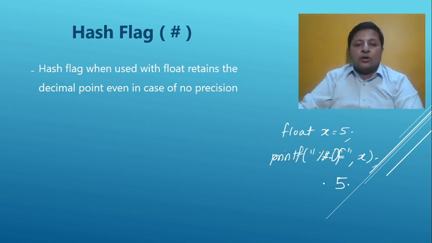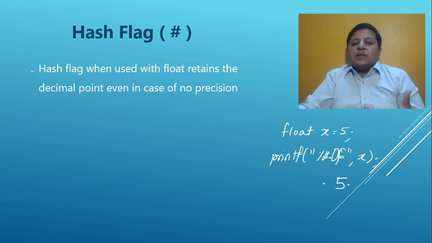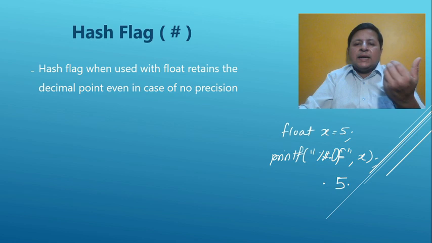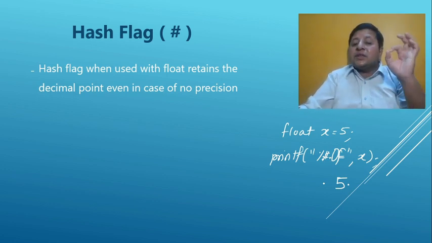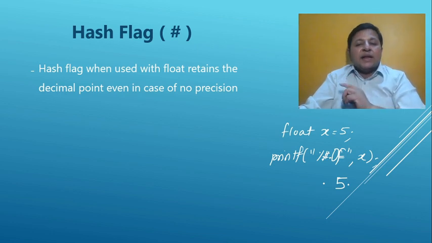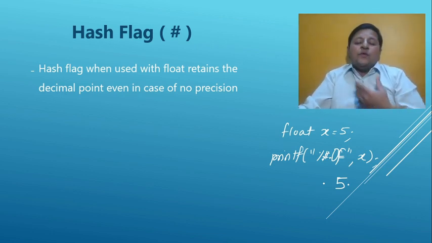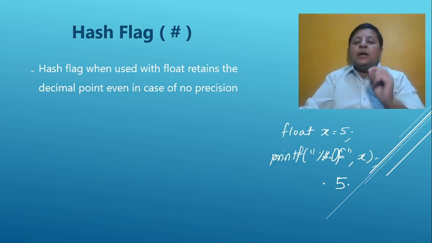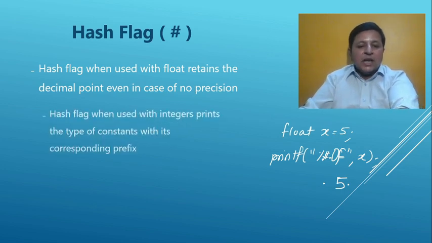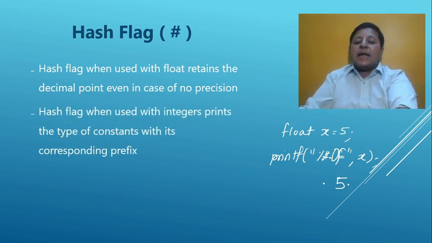Generally when integers are being printed, there are 3 types of integers we can have: decimal, octal and hexadecimal. Generally they are printed directly. If I wish that they should be printed with their prefix, decimal has no prefix, octal prefix is 0, and for hexadecimal the prefix is 0x, then I can make use of the hash flag with printing integers. The hash flag, when used with integers, prints the type of constants with its corresponding prefix.